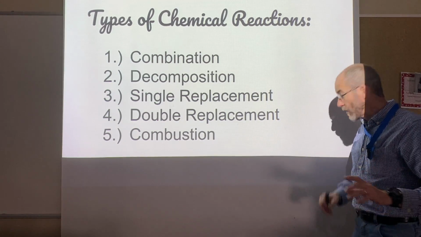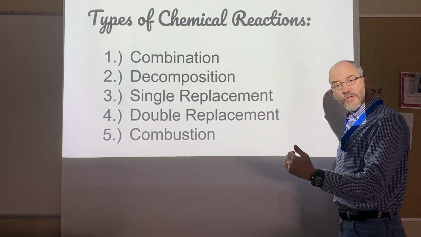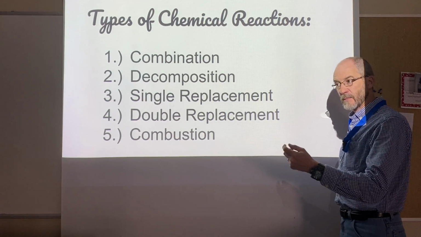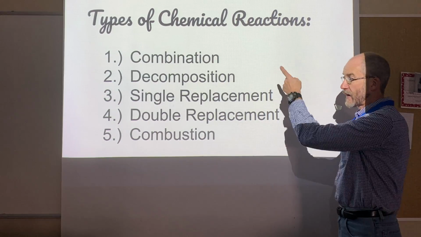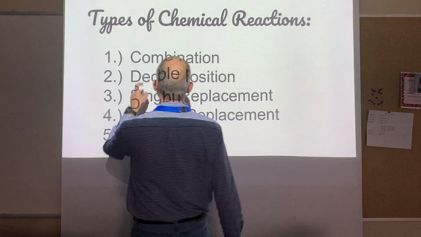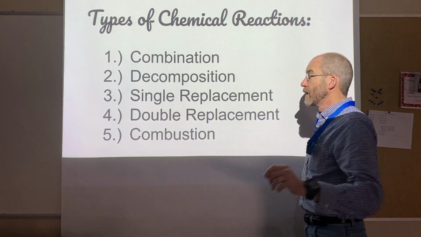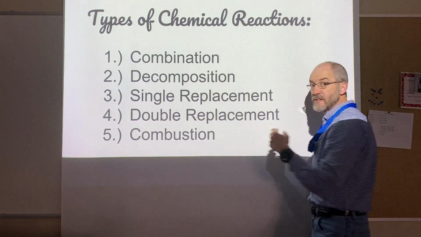But remember, before we even get started, see the big picture. If you can understand chemical equations and how to balance them, then before it's over with, you'll be able to identify the type of reaction from the equation. Reaction number 1, combination. Combination reaction. Reaction number 2, decomposition.